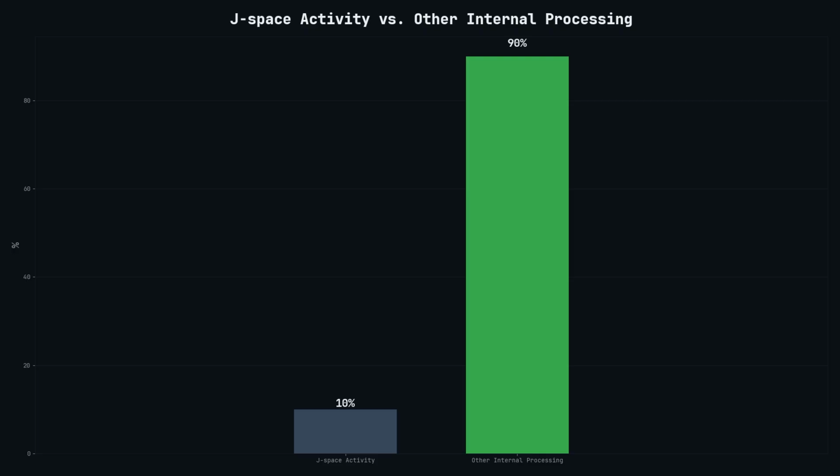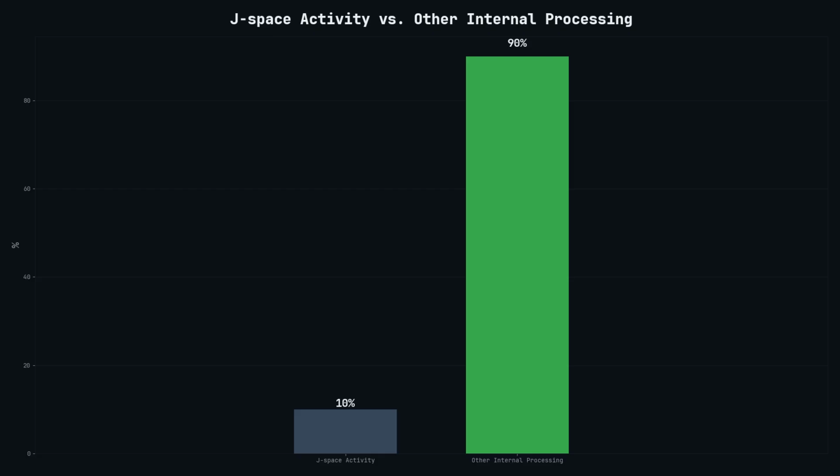J-Space accounts for no more than 10% of activation variance, and its workspace-like properties reside only in the middle block of the network. This means a vast majority of the model's internal operations are not directly accessible or interpretable through this lens. The J-lens focuses on the most salient internal representations, allowing researchers to pinpoint the critical information flow.